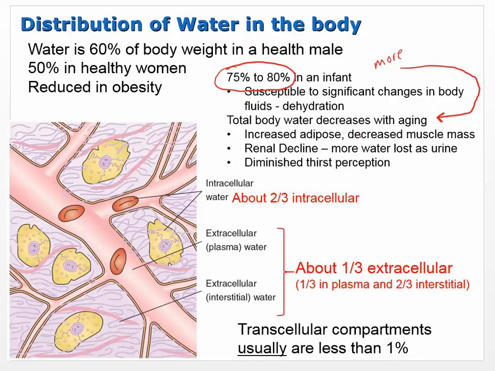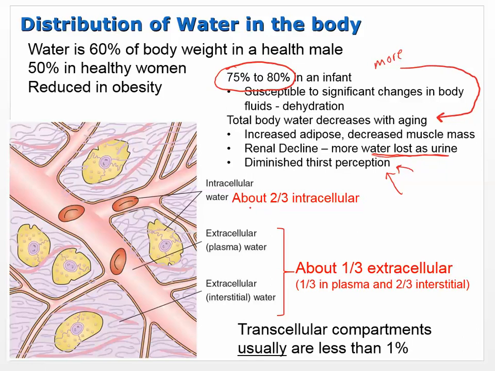So it decreases with aging because there's an increase in adipose tissue, decrease in muscle mass, renal decline, more water is lost as urine, so it's not reabsorbing the way it's supposed to in the kidneys, and diminished thirst perception. That's something to keep in mind, especially if you have elderly patients, that they may not be drinking enough just because they don't feel thirsty as much as they need to. Most healthy people, when you're thirsty, you drink and your body takes care of itself. You don't have to really push fluids. But sometimes there are times where that has to be done.